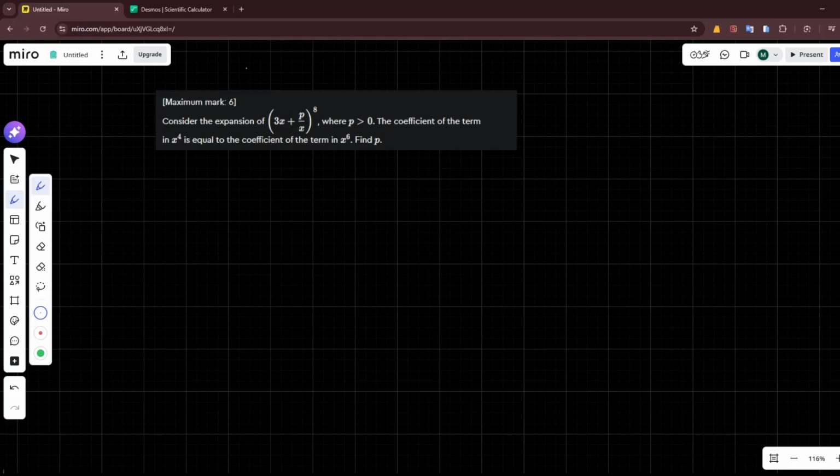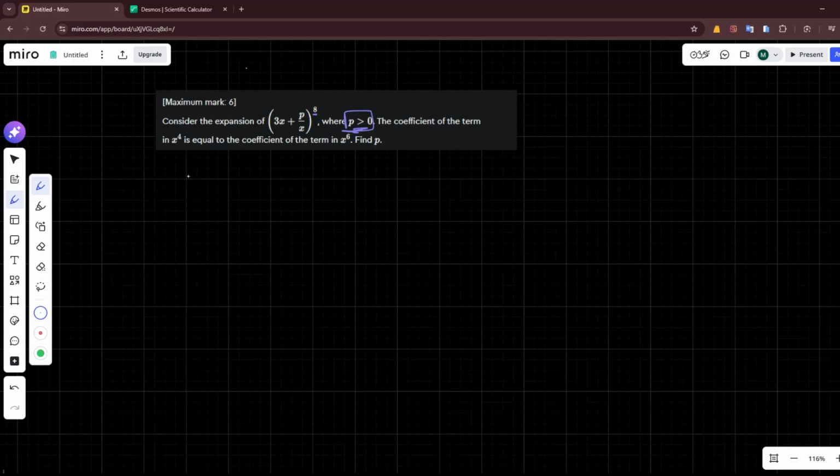To start, reading this through, it says, consider the expansion (3x + p/x)^8. P, we're told, has to be greater than 0. I'm going to put a box around that because that is going to be helpful later. The coefficient of the term x^4 is equal to the coefficient of the term x^6. Find the value of p.